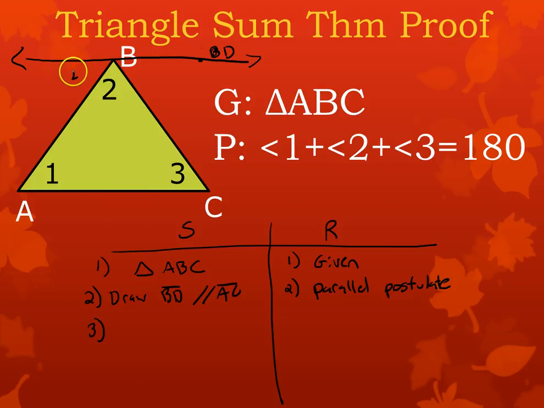That forms these angles 4 and 5. Well, 4, 2, and 5 are all supplementary angles. They're angles along a single line. So I can say they add to 180 degrees, because they are supplementary angles.